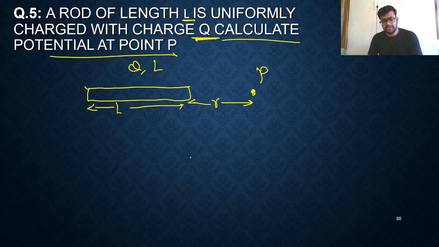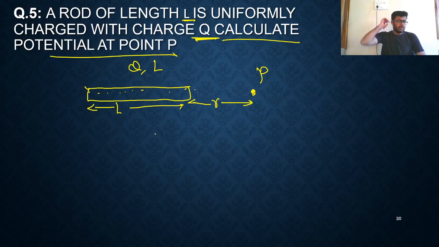This is a very good question, and you need to remember its formula. If you can't remember the formula, just learn how to do it. Simply speaking, the charge is distributed throughout the length. Whenever this type of question comes, this is a continuous distribution. If there is a continuous distribution, you cannot use the formula of potential due to a point charge, meaning you cannot use KQ by R.